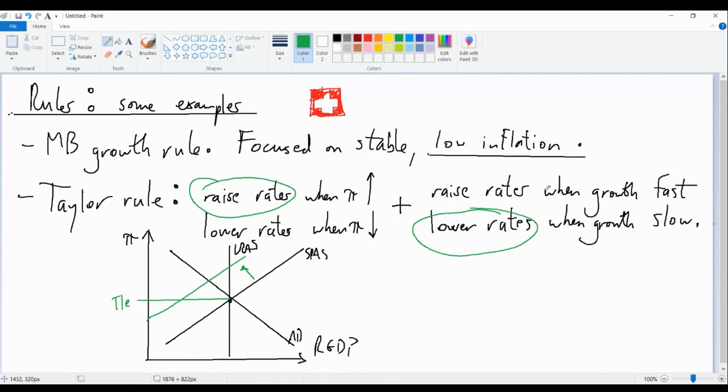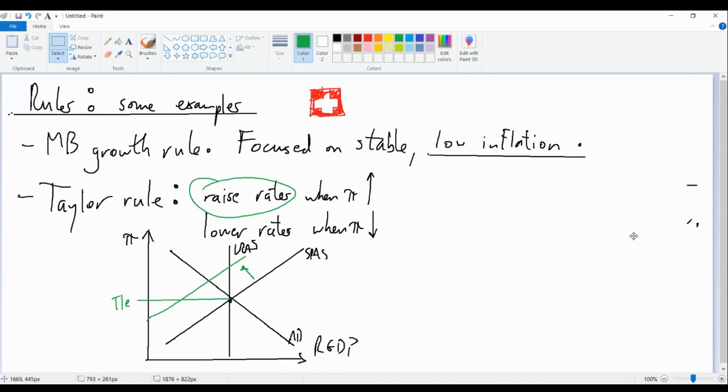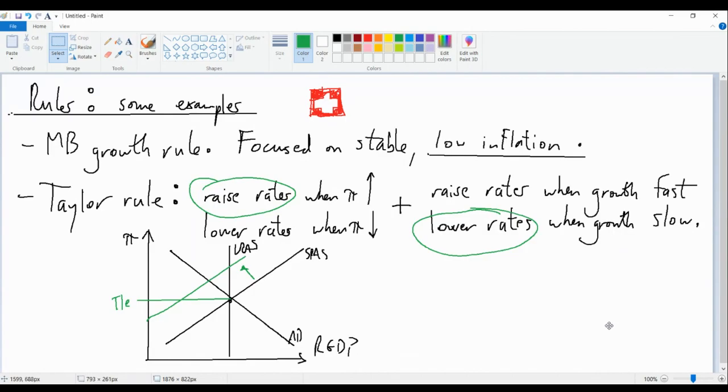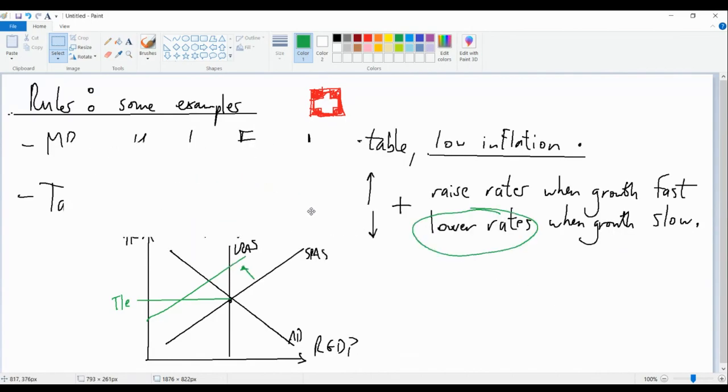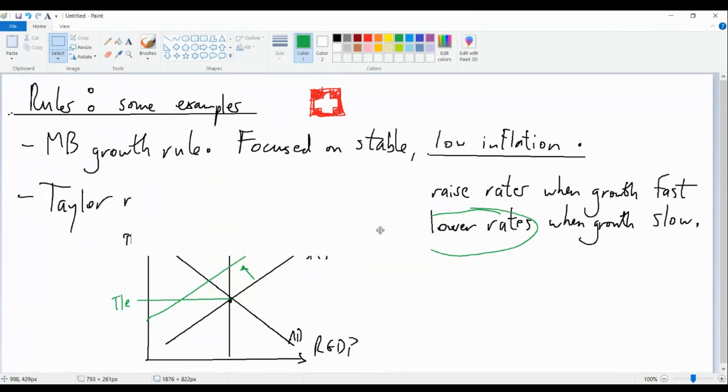Well, remember, if we had focused on just this part, if we raise the rates, what happens? Well, you make the recession worse. On the other hand, what about this part? If you lower rates when you're in stagflation, what do you do? You raise expected inflation, make the problem even worse for later.